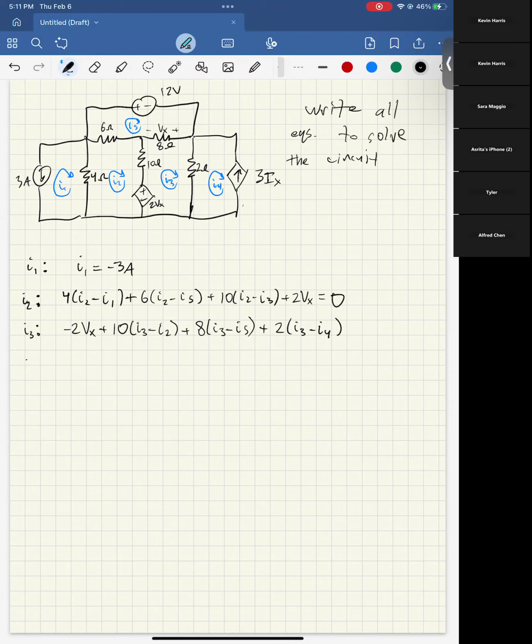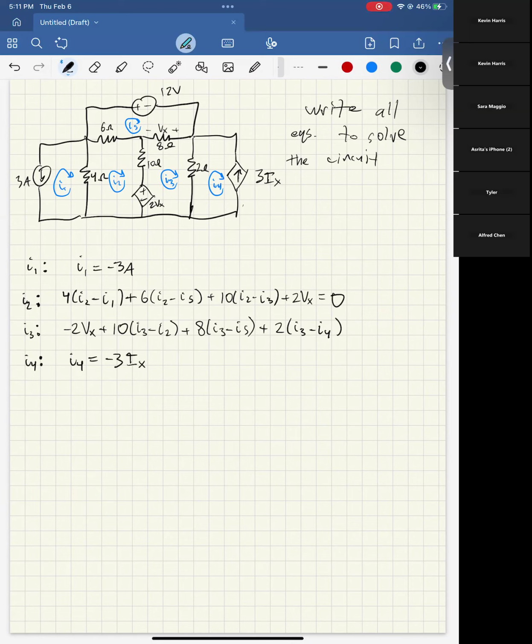And then for current mesh 4, we have this dependent current source. Since it's a current source, it just tells us the current. So I4 equals, and since we've defined it as going down here, since it's a clockwise loop, this would actually be minus 3 IX.